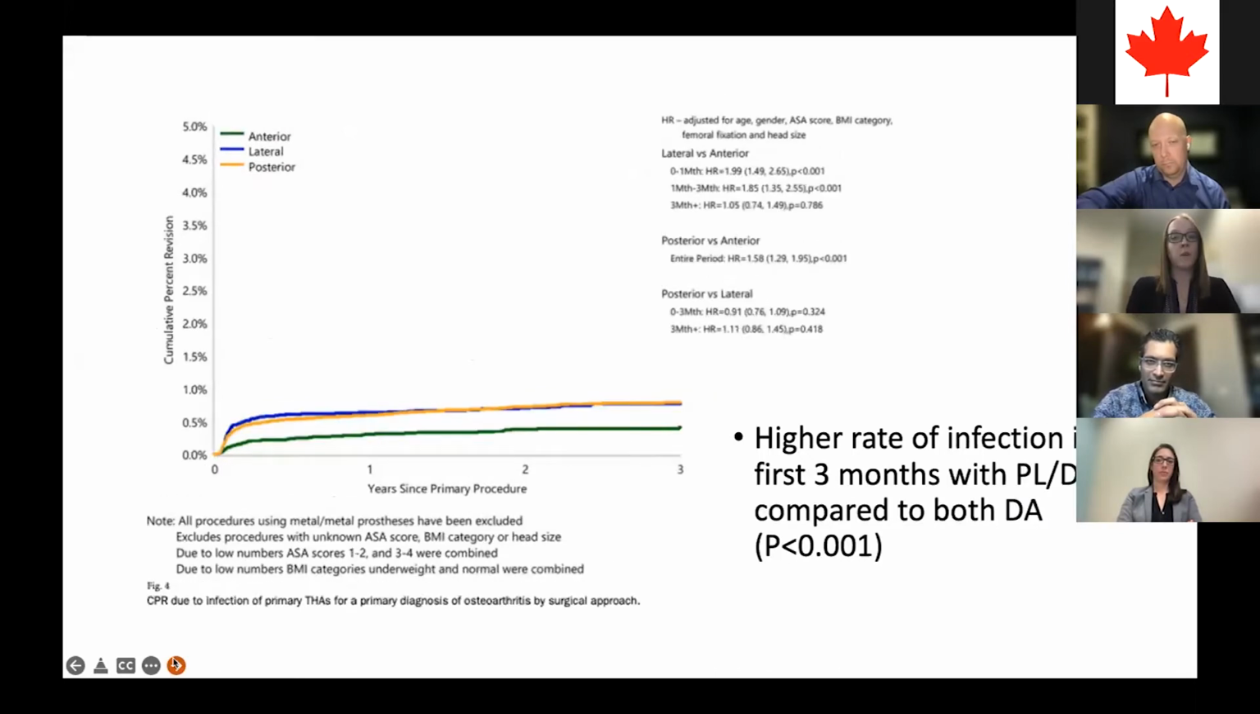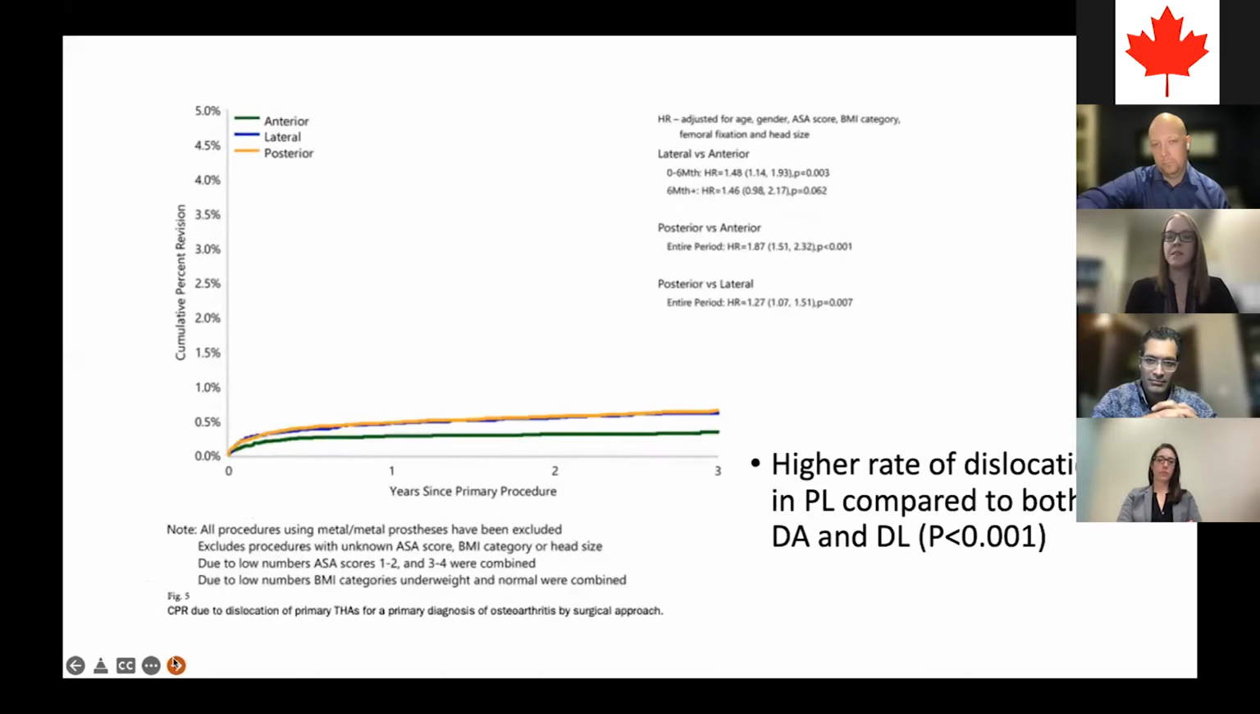They found a higher rate of infection actually with the posterior lateral and the lateral approach compared to the DA. So something different than some of the advantages maybe that we've talked about before. And again, that was significant. And they found a higher rate of dislocation with the posterior approach compared to the DA and the DL, which again was significant and really not surprising.